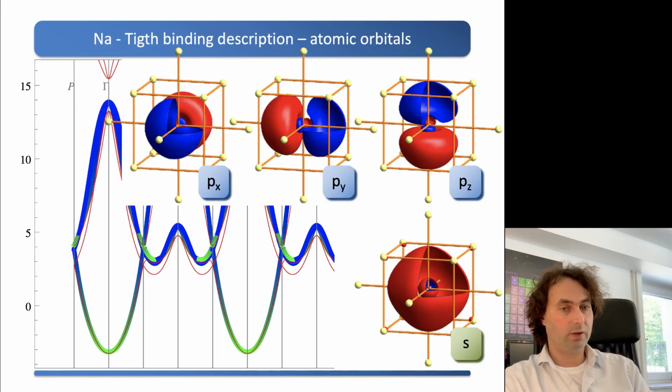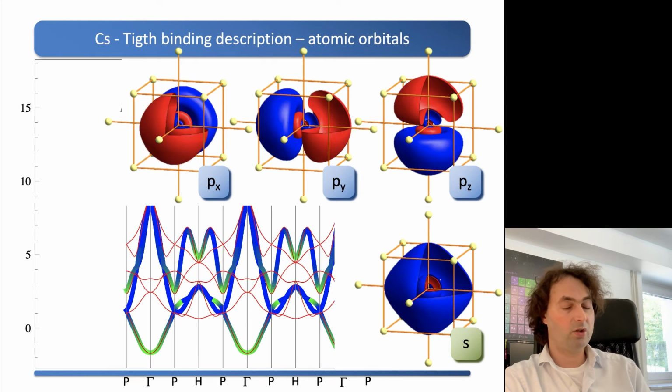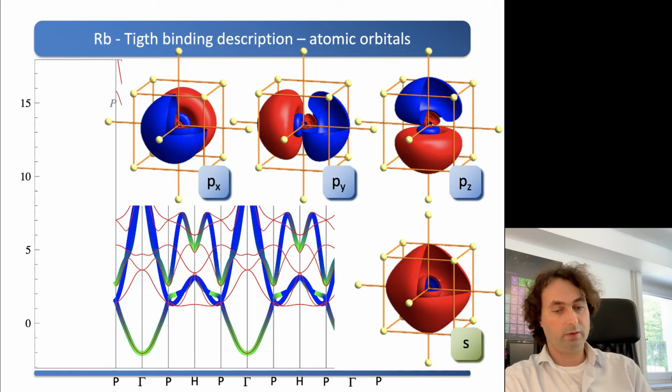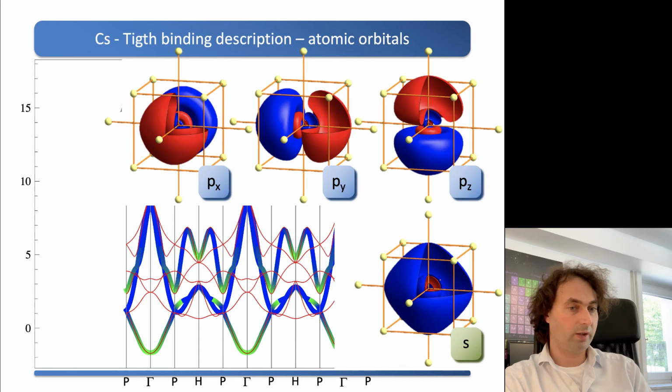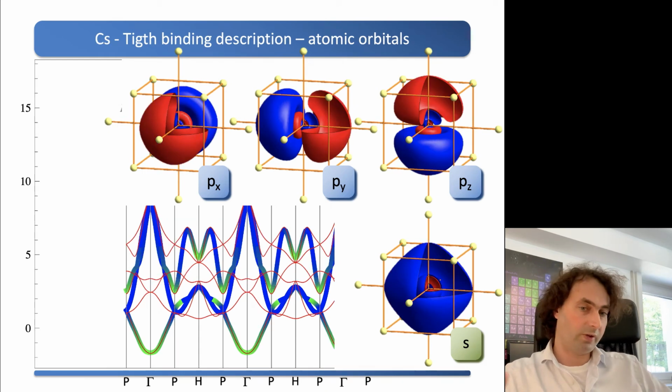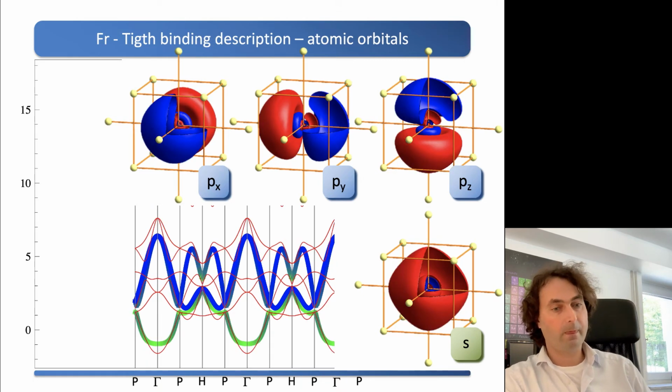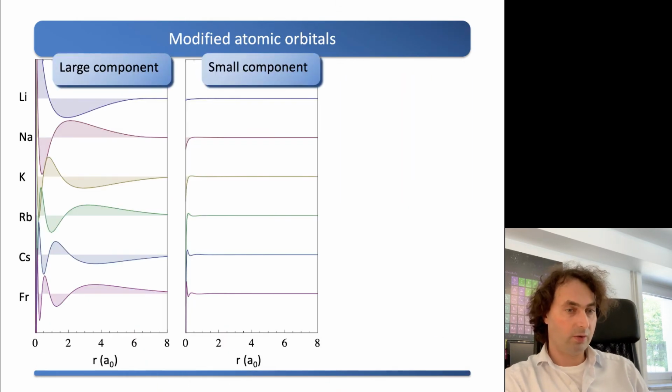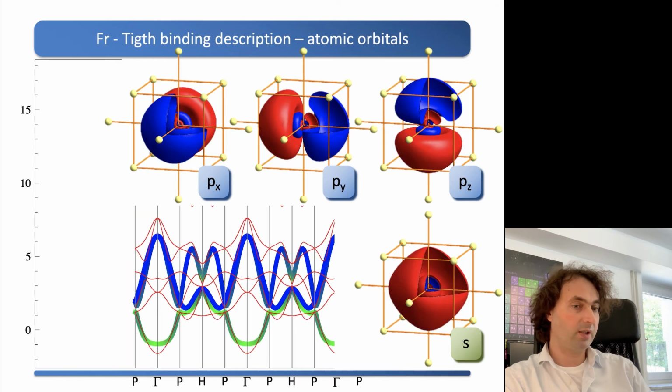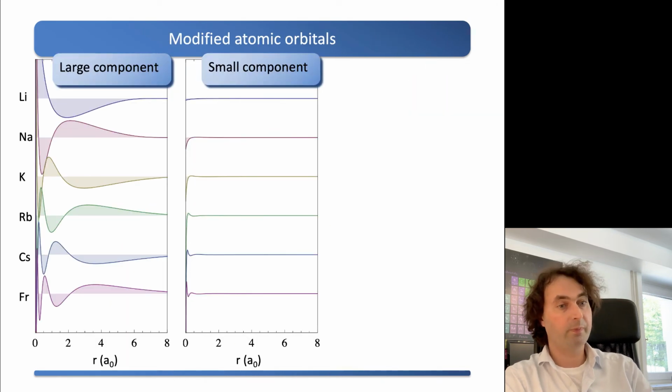Look at your wave functions. I changed the lattice constants, or the plots are such that the distances are all the same. Of course the lattice constants change, and you see that you get a nice representation in terms of a tight binding Hamiltonian.